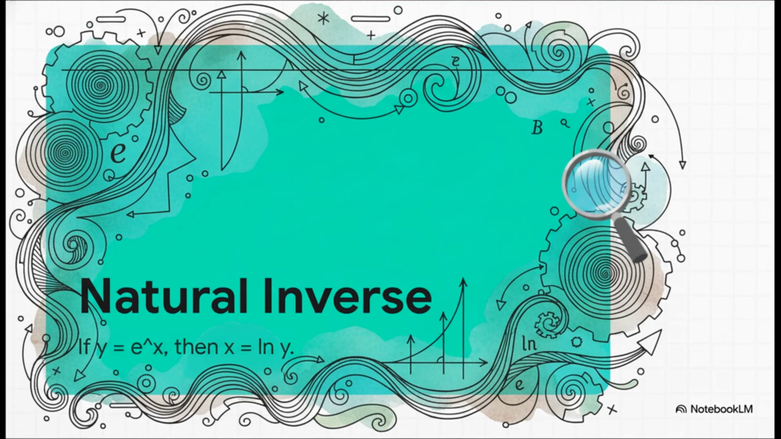And just to prove that point, look at this. If y equals e to the power of x, then x equals the natural log of y. This is a direct one-to-one parallel with our foundational definition from earlier. The inverse relationship holds absolutely true. The natural log is just a perfect tool for undoing an exponential function when the base happens to be e.